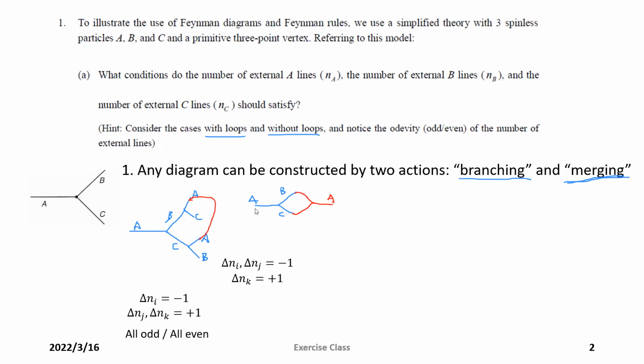And in this case, we can see that initially we have 2 A lines, but after merging them, they will become internalized. So the number will decrease by 2, while for the other kinds of lines, the number will remain unchanged. So in all these cases, you can see that the number of lines still preserves the condition of all odd and all even.